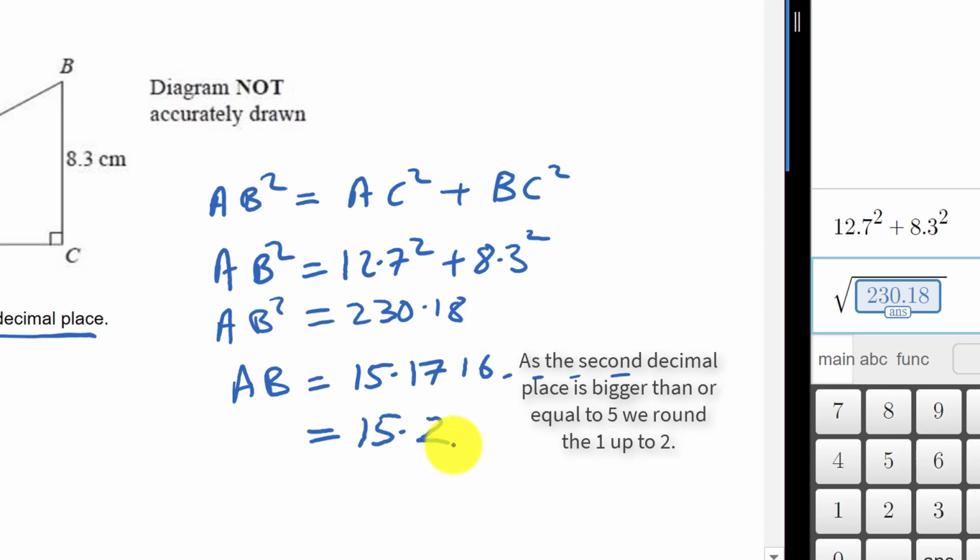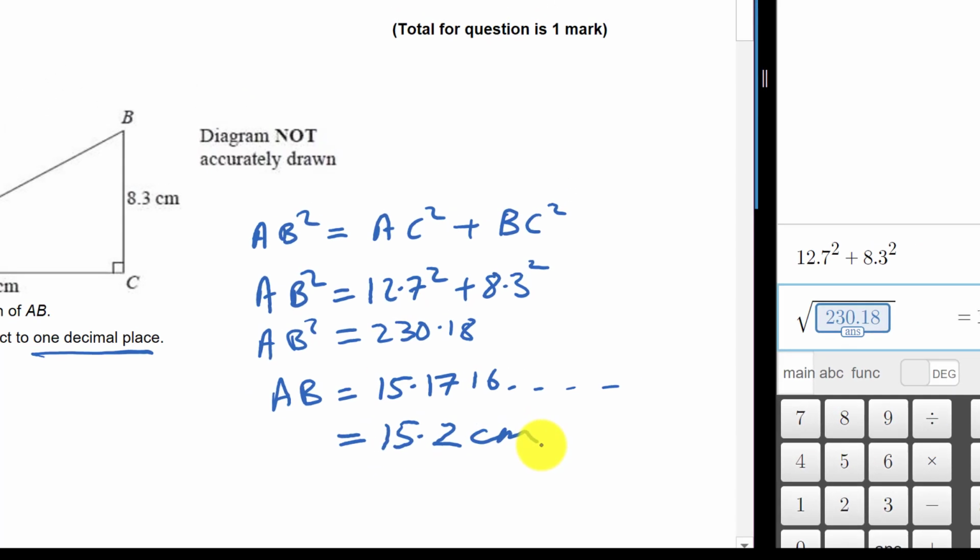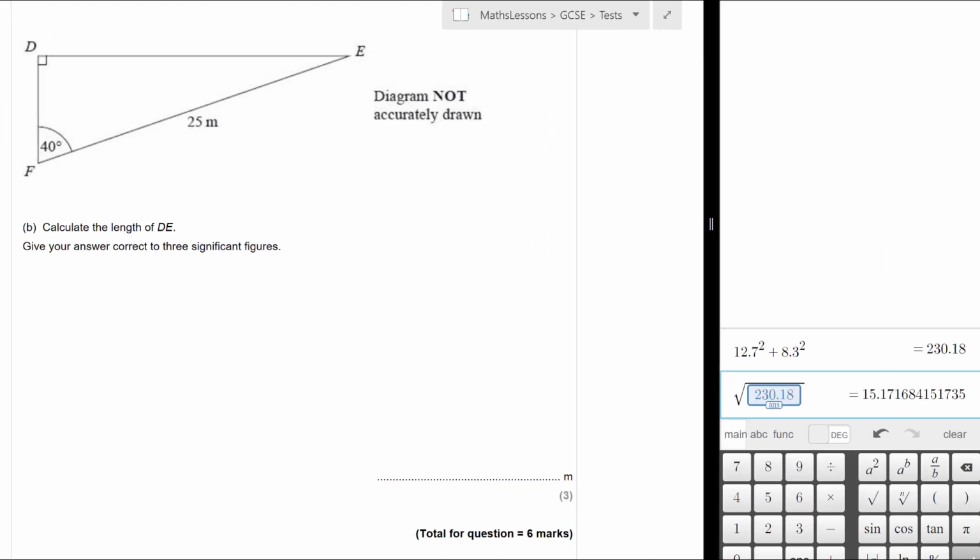So we get 15.2 centimetres. Now in the second part of our question we've got another triangle DEF, and we have been asked to find the length of DE.